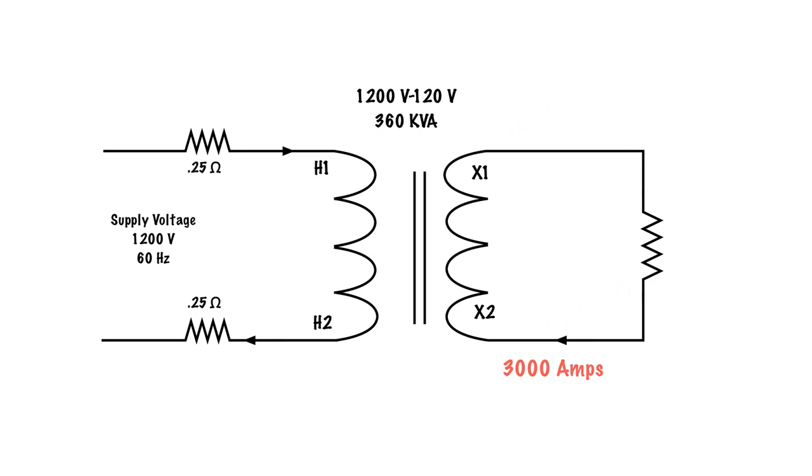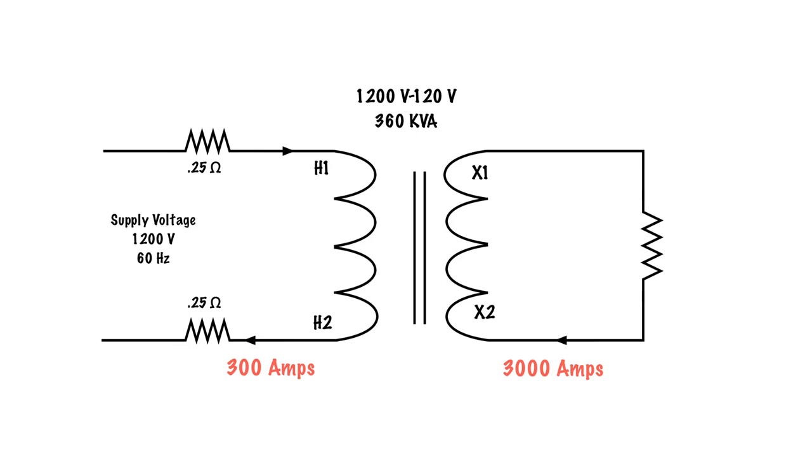Now remember, when we talk about transformers, our primary is the source of voltage for the secondary. Our secondary is the source of current for the primary. So we can take that 10 to 1 ratio and take 3,000 amps divided by 10 to get the current on this side, or we could take 360,000 divided by 1200 volts to get our current on the primary. Either way works: 300 amps. We have 300 amps flowing in the primary because we have 3,000 amps flowing in the secondary.